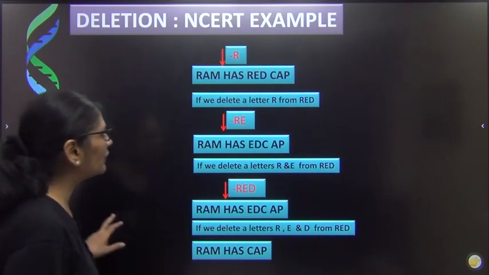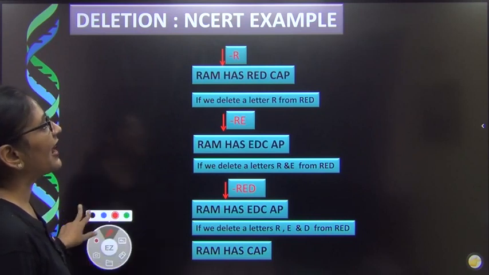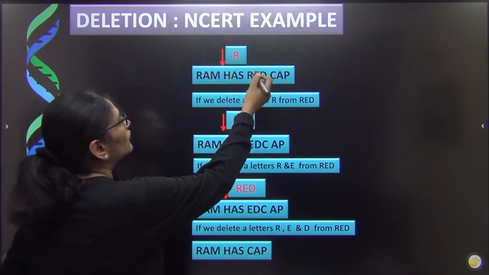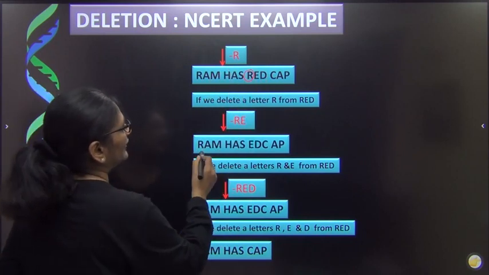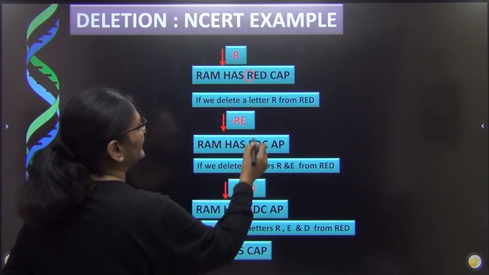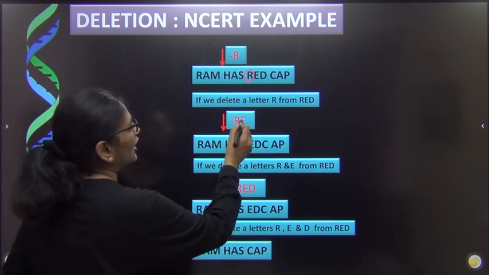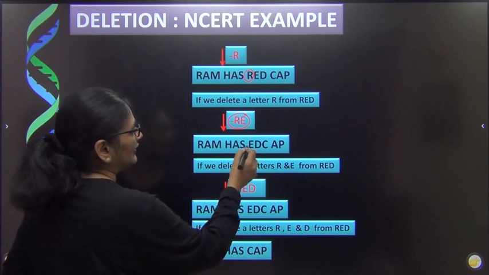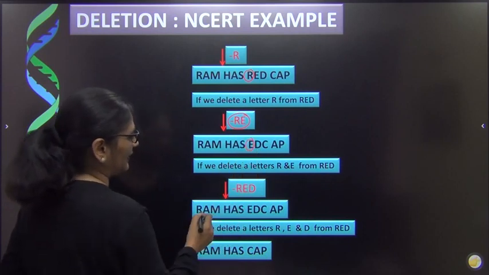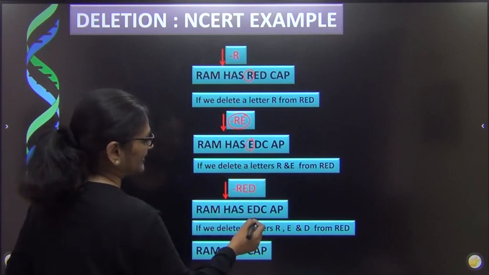Right? It is saying, now look at the same. It has Ram has red cap. I will remove here R. So what will it become? Ram has EDCAP. Now I will remove E, E also from here. So what will happen? Ram has DCA.